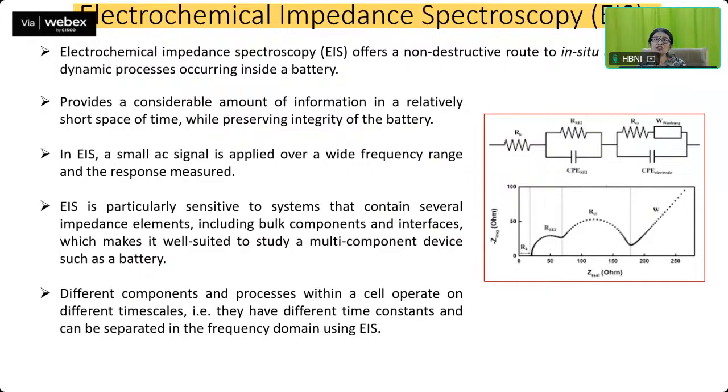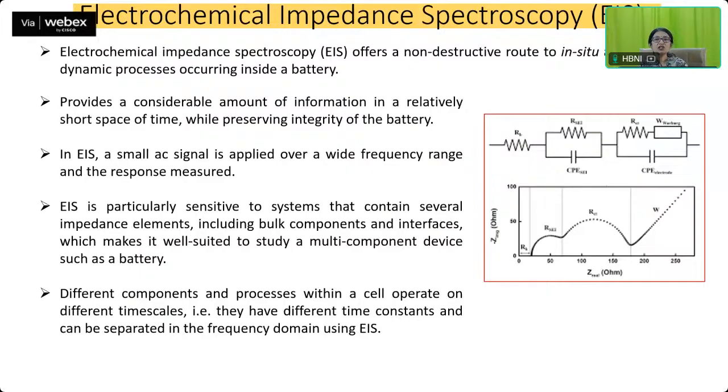But electrochemical impedance spectroscopy offers a non-destructive route to the in situ analysis of these dynamic processes occurring inside the battery. It provides a considerable amount of information in a relatively short space of time, and it doesn't disintegrate the battery; it preserves the integrity of the battery. So what you do in EIS is apply a small alternating current signal over a wide frequency range, and its response is then measured.